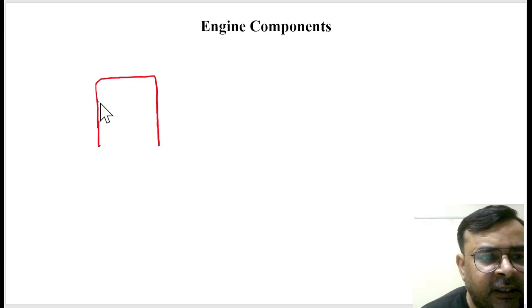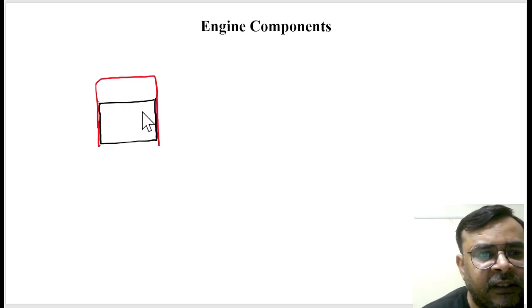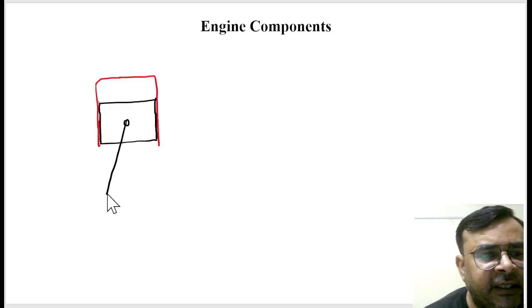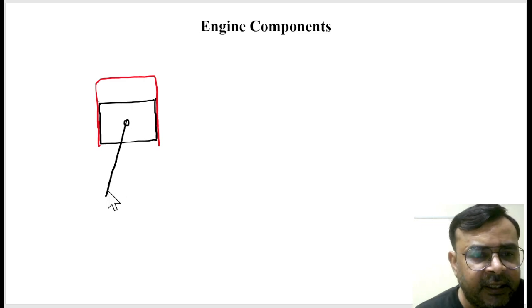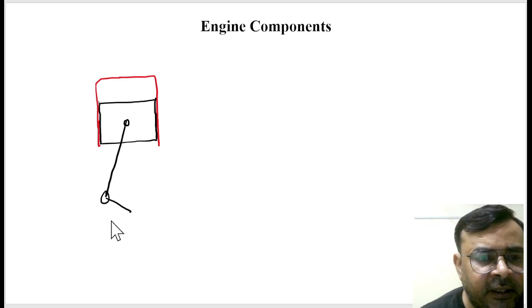You can use a multicolor pen for drawing this figure, or you can draw this figure with the help of pencil in your exam. So this is a piston. And of course this piston is connected with the connecting rod. This is a connecting rod, and this connecting rod is further connected with the crank. And this is a crankshaft.